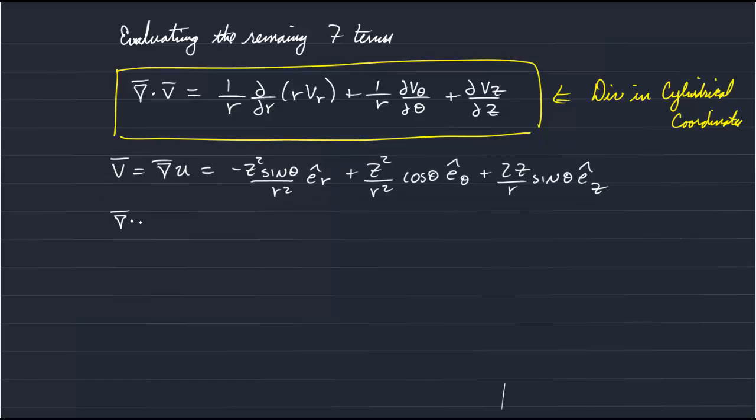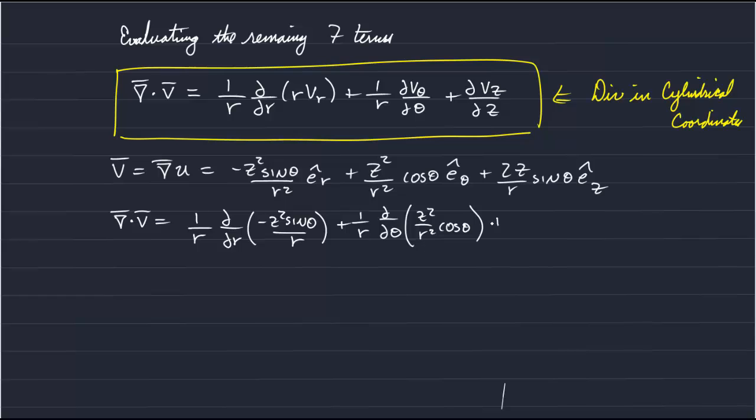So the divergence of our vector is now equal to 1 over r times the partial derivative with respect to r of r times this term, which is minus z squared sine theta over r, plus 1 over r times the derivative with respect to theta of this term, which is z squared over r squared cosine theta, plus the partial with respect to z of Vz, which is 2z sine theta over r.